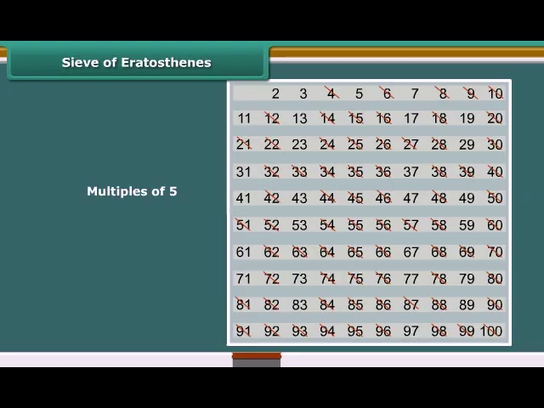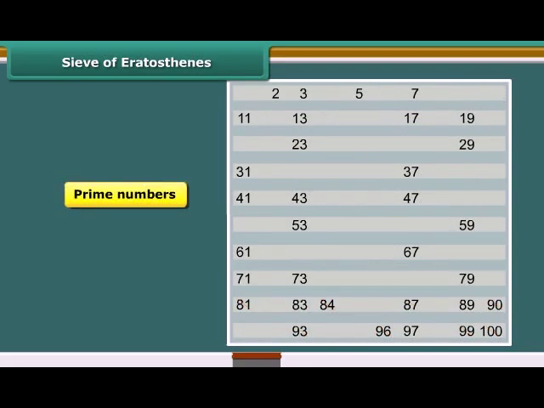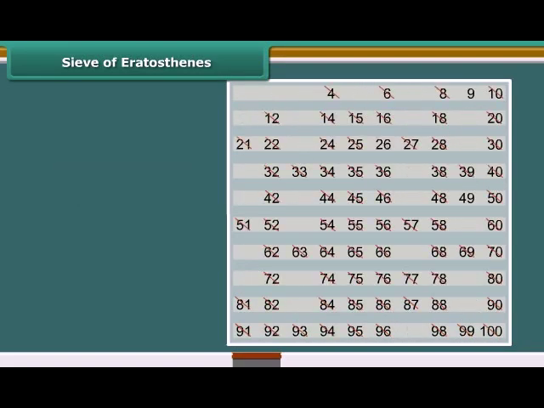The next uncrossed number is 7. Encircle 7 and cross out all the multiples of 7 other than 7 itself. All the uncrossed numbers are prime numbers. All the crossed numbers other than 1 are composite numbers. This method of isolating prime numbers is called the sieve of Eratosthenes.